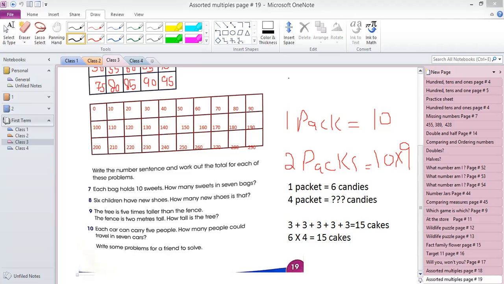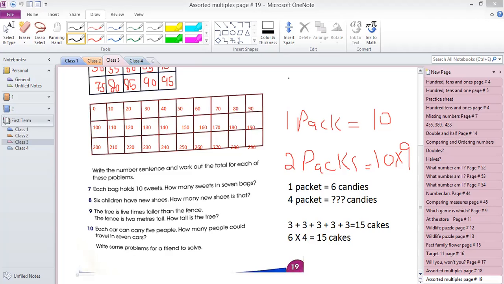Question number 8 was: 6 children have new shoes. How many new shoes is that? As we discussed in the last class, guys, children obviously buy a pair of shoes. That means one shoe for the right foot and one for the left, 2 shoes. So one child has 2 shoes, right? So how many new shoes is that?